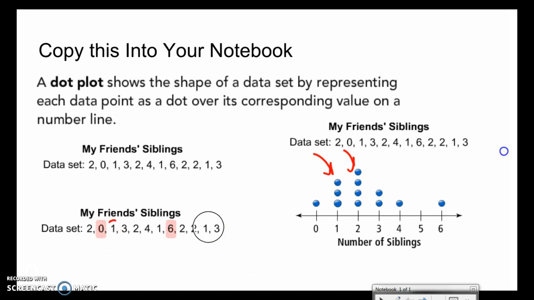The most important thing for dot plots, guys, is knowing how to read them. Notice that the bottom numbers are usually always labeled, because right here it says the number of siblings. Somebody has 0 siblings, 1, 2, so on and so forth. Alright, when you finish copying all of this, including the dot plot, into your notebook, push play, and then finish up the rest of the video.